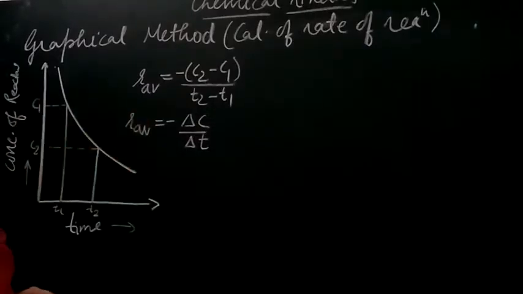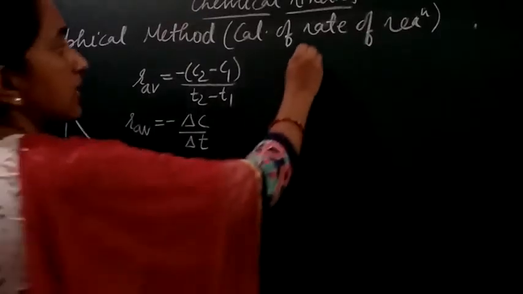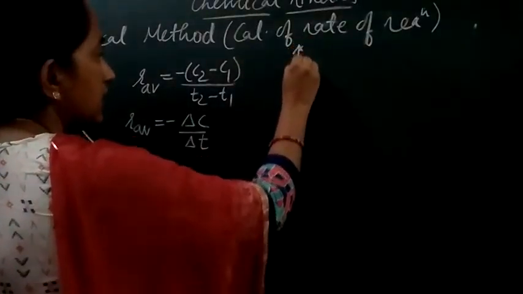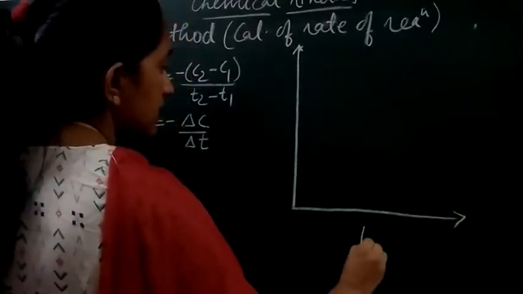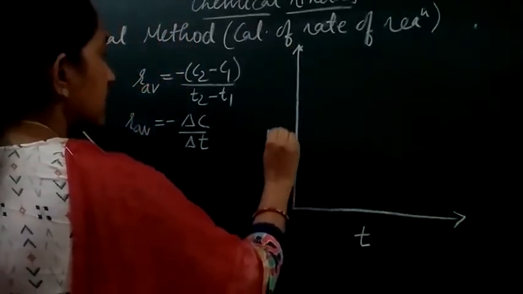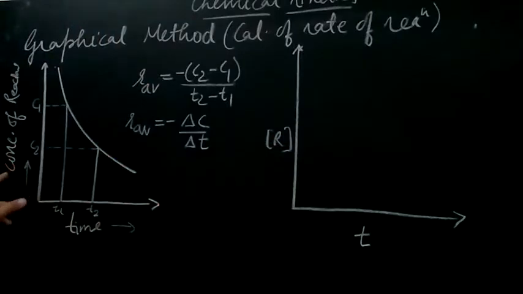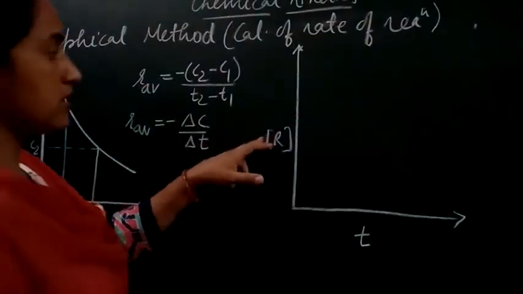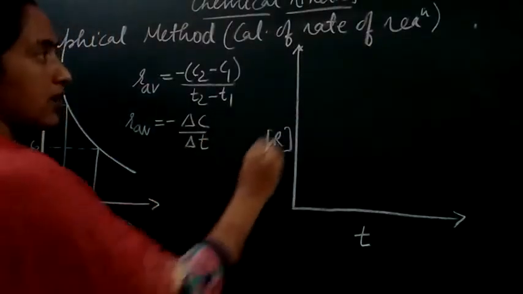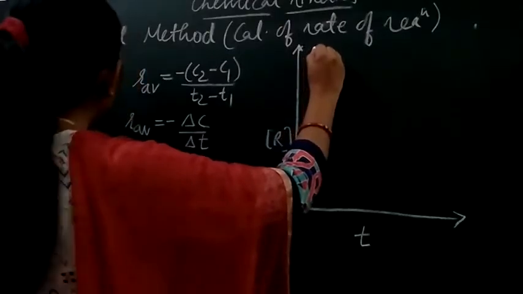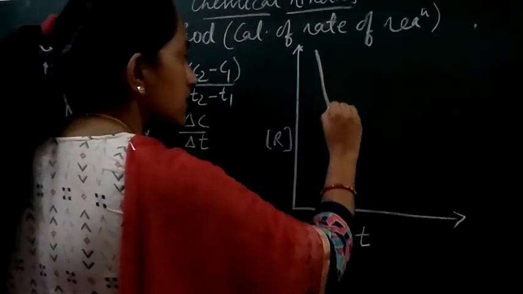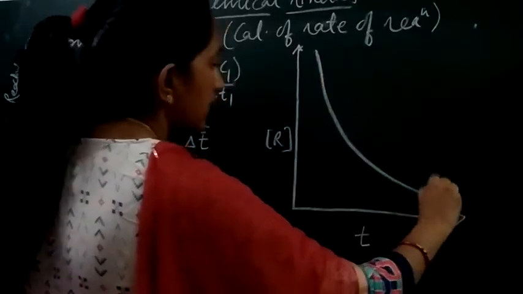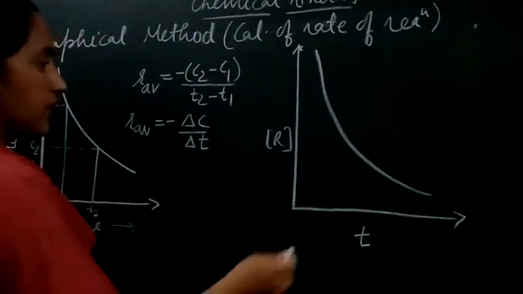Now students, when we are finding out the instantaneous rate, I am expressing it in this way. The concentration of reactant you can express in this way also. This is the concentration of reactant here. Since this is again the graph related to the decrease in the concentration of the reactant, we are going to get the curve in this way.